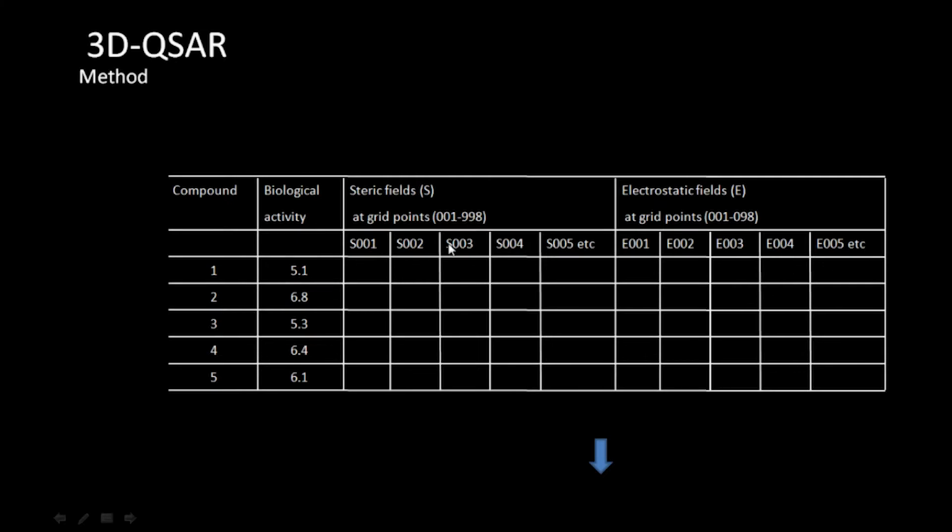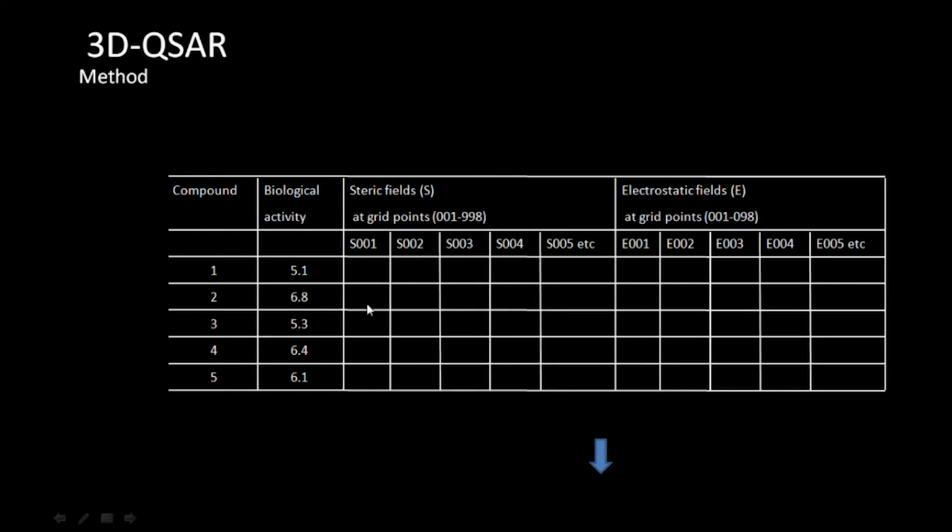So this could be the grid points, okay. At each of the grid points you have the probe, and then you get the steric interaction. When you place it here, you get some number. When you place it here, you get some number, and so on. But let's just pick the steric. Again, with electrostatic, when you place it here, you get some number, and so on. Then you take the second molecule, then the third molecule, then the fourth molecule, then the fifth molecule.